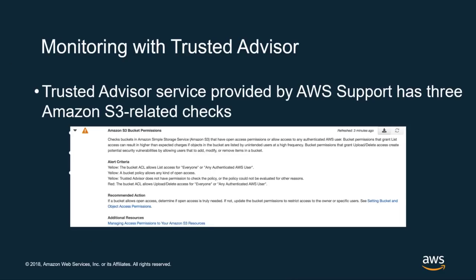And so essentially Trusted Advisor now has 3 Amazon S3 related checks, including being able to check bucket permissions. So it will check bucket permissions and give you alerts if you have bucket ACLs that allow everyone to list, or a bucket policy that will provide any kind of open access, or if you have ACLs that allow upload or delete access for everyone or any authenticated AWS user, and provide recommended actions.